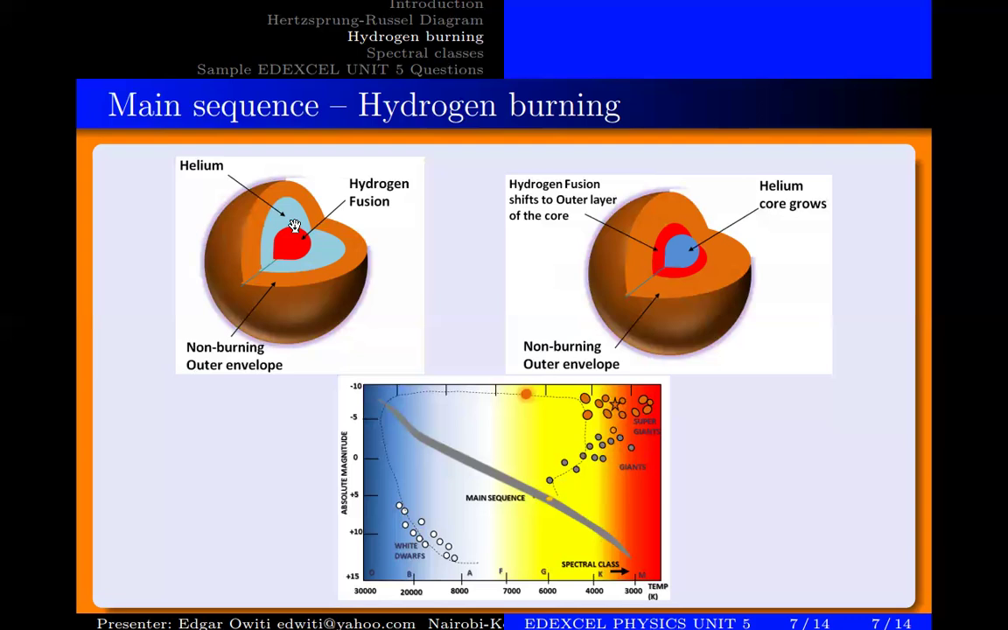The diagram on the left here simply shows the star in the main sequence. The diagram on the right here shows the star when it is exiting the red giant stage and it is burning towards the blue stage of the high temperature region.